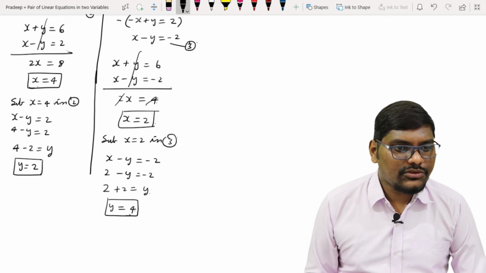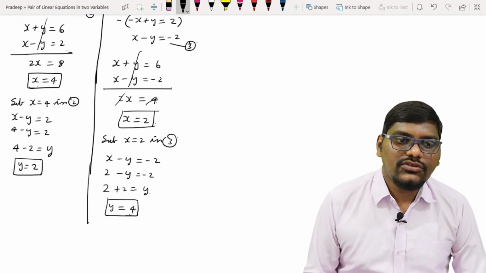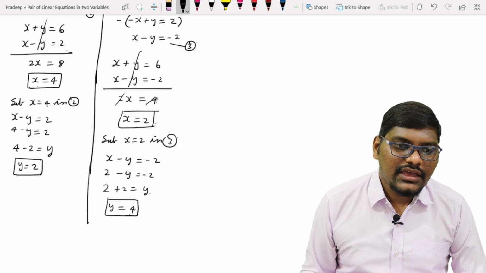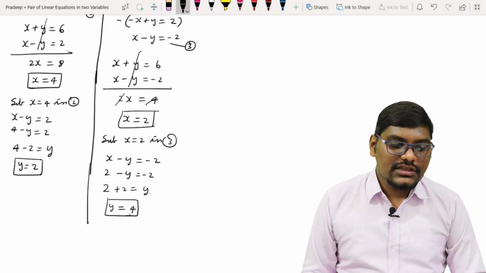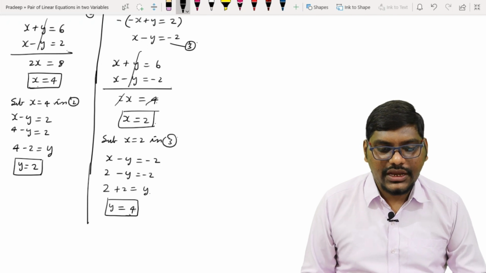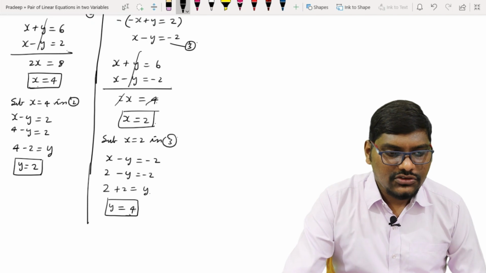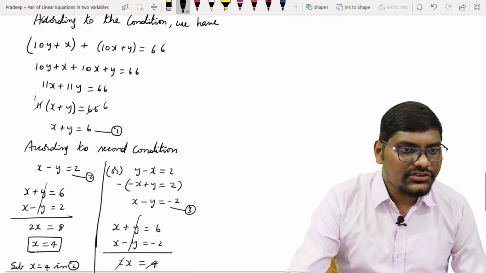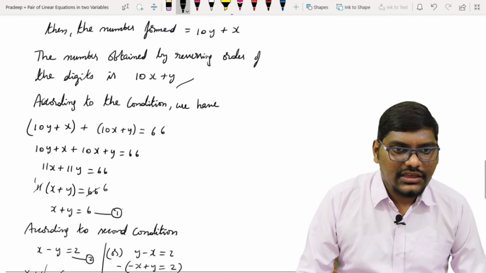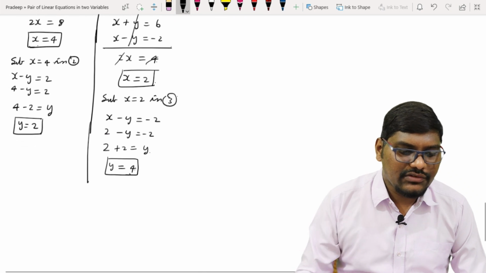So one thing we could observe here: when x equal to 4, then y we were getting as 2. When x equal to 2, we are getting y as 4. Okay, so these particular values we will substitute in the equation which is obtained, and we will just check whether the value is right or not. So we'll see what was the equation, that is 10x plus y or 10y plus x. So we'll substitute in that particular equation, and we will check.